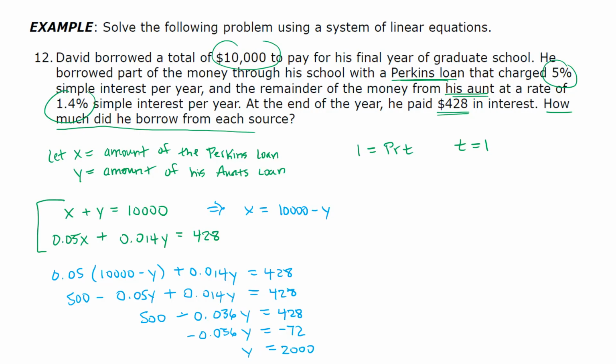Okay, so now I know what y equals. I can figure out x. So I want to go back to one of my original equations. So I'm going to take x plus y equals 10,000. I'm going to substitute in y.